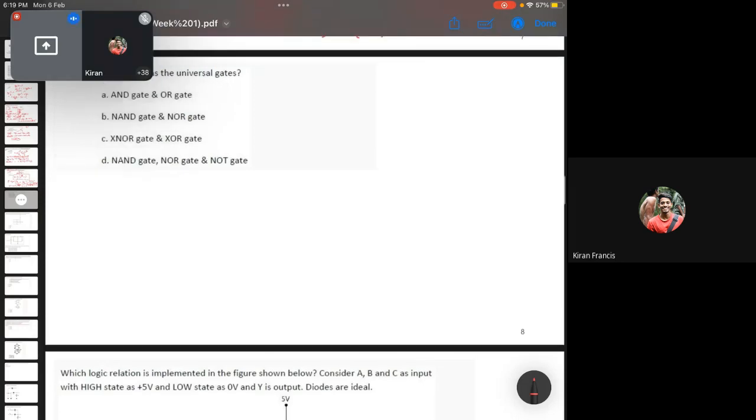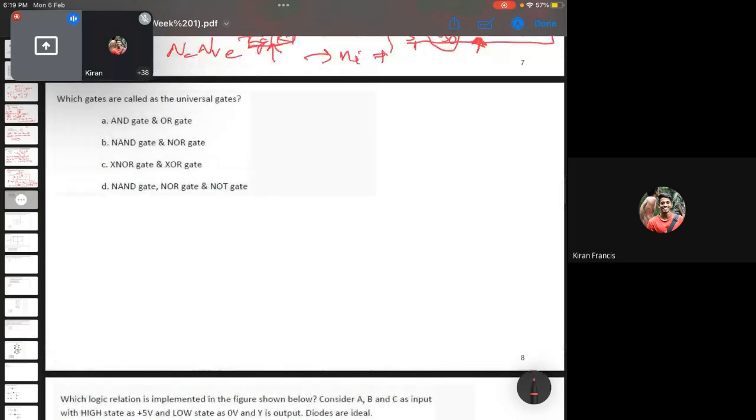Okay. So now this is again one of the basic questions: which gates are the universal gates? Universal gates are nothing but gates using which we can make any logic. Maybe I can give you an example. From NAND and NOR we can make any gate, so they are universal gates. I'll try to make an OR gate using NAND. The OR gate relation is A plus B, and it is denoted by something like this.